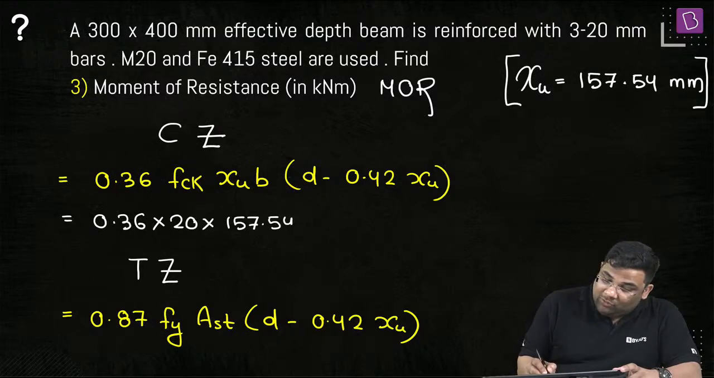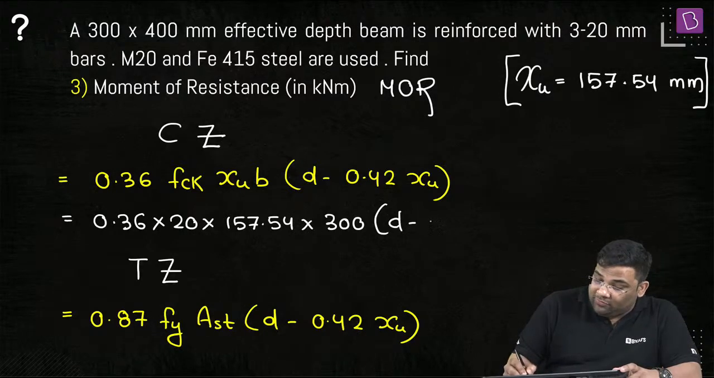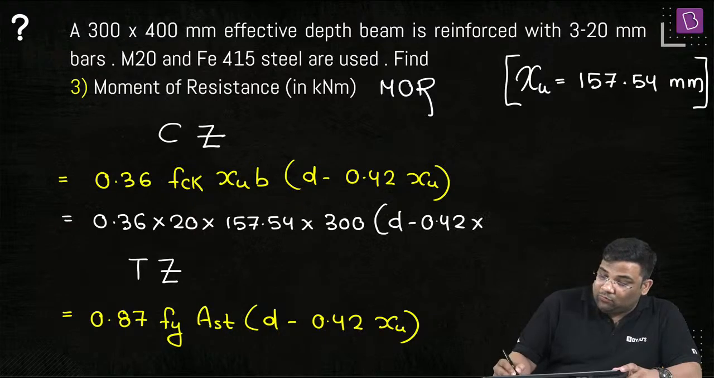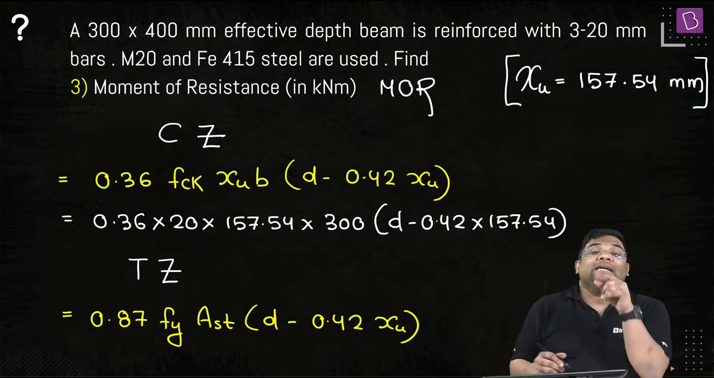157.54. B is how much? B we got is 300. Yes. Then D minus how much? 0.42. XU is how much? XU is 157.54.